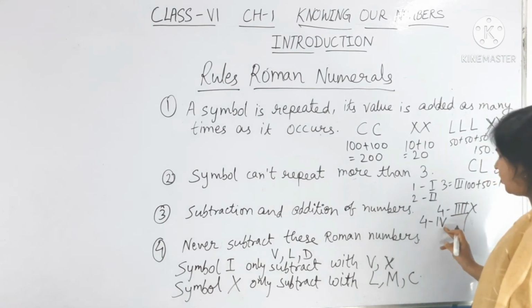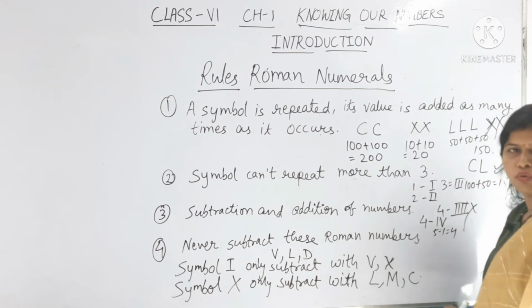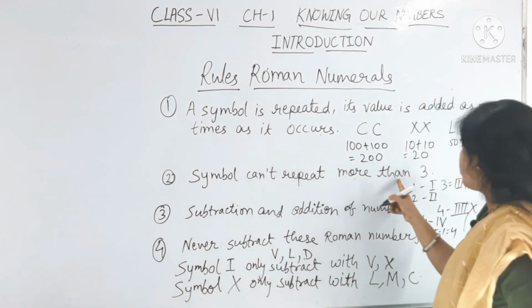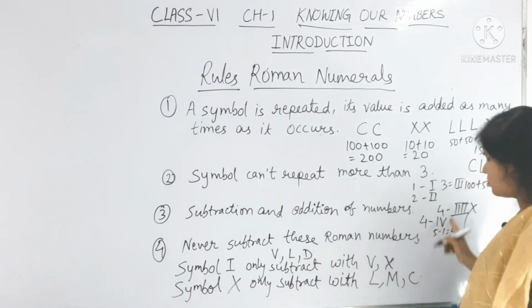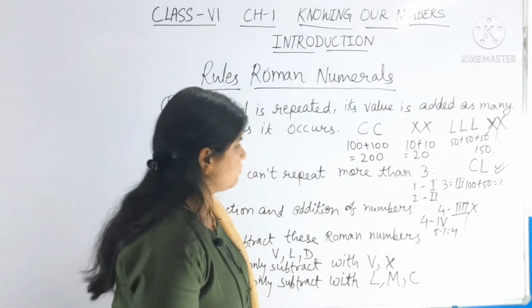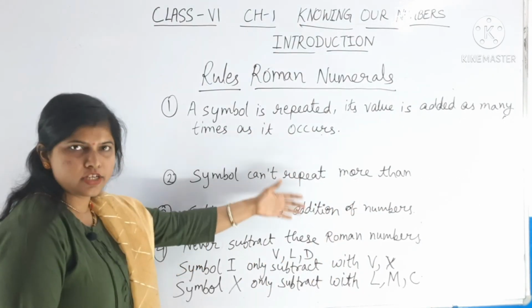This V means 5, that is 5 minus 1, this is 4. Okay, so like this, the symbol can't repeat more than 3 times. That is the second rule. The next rule, the third, is subtraction and addition of numbers.